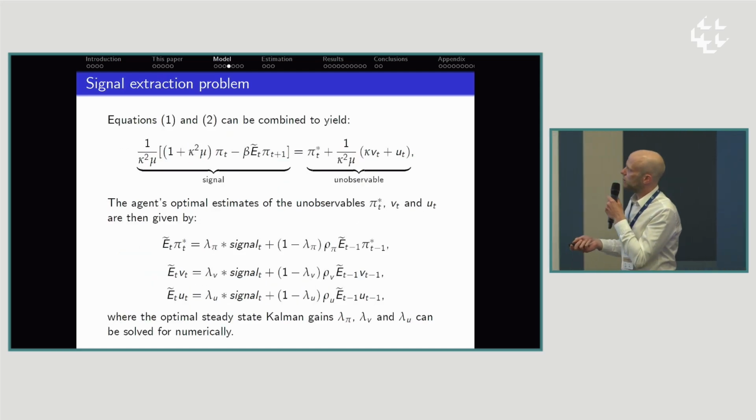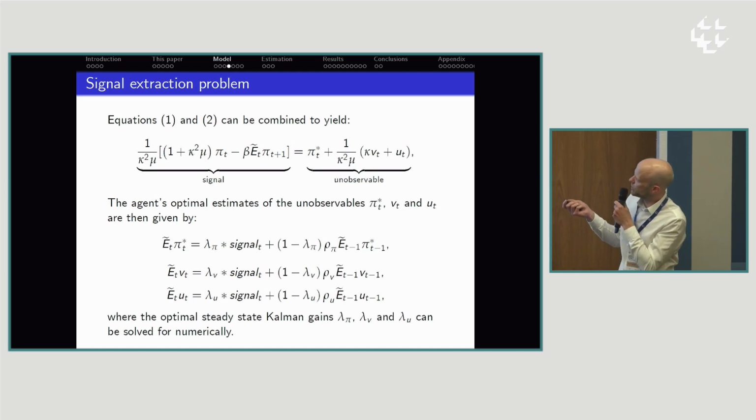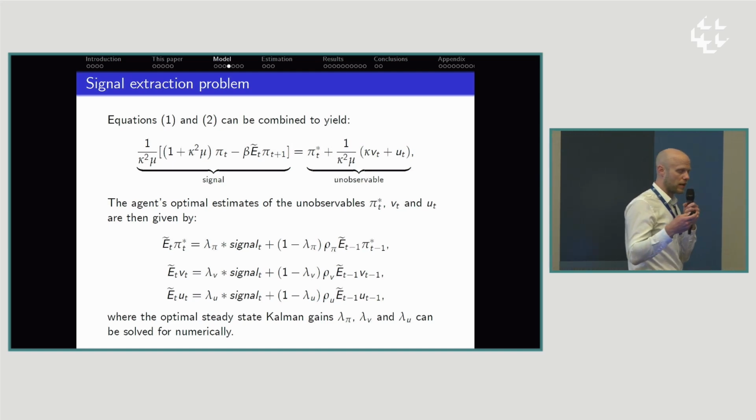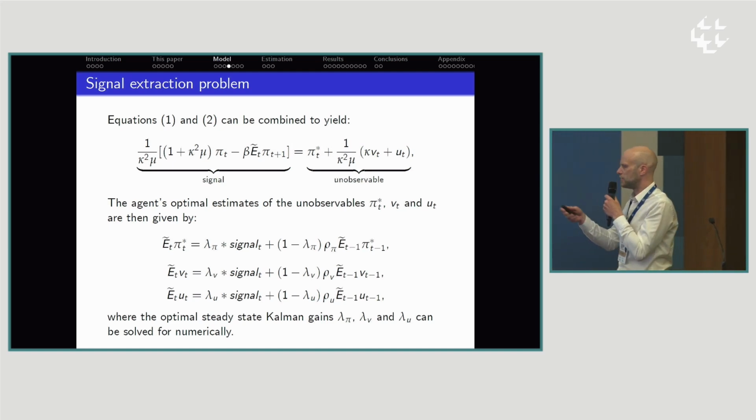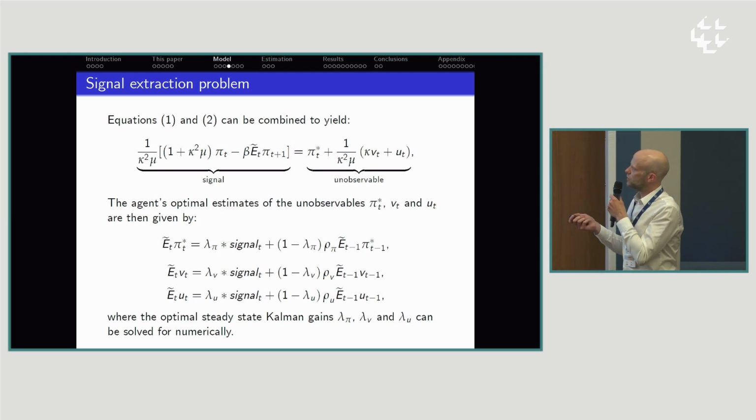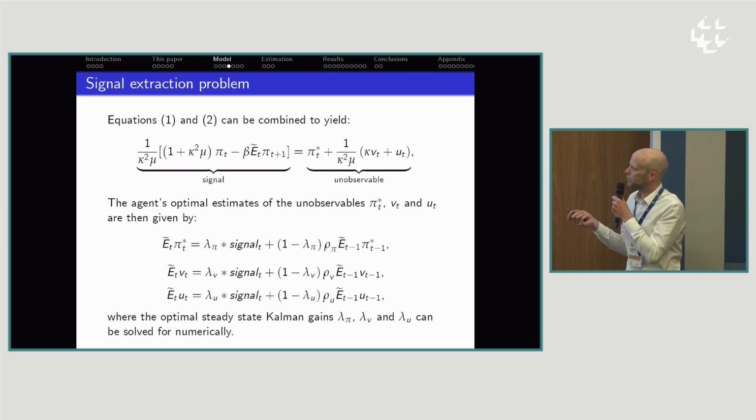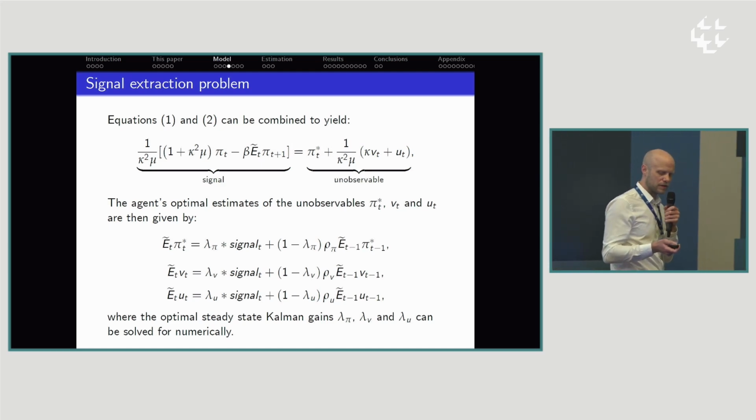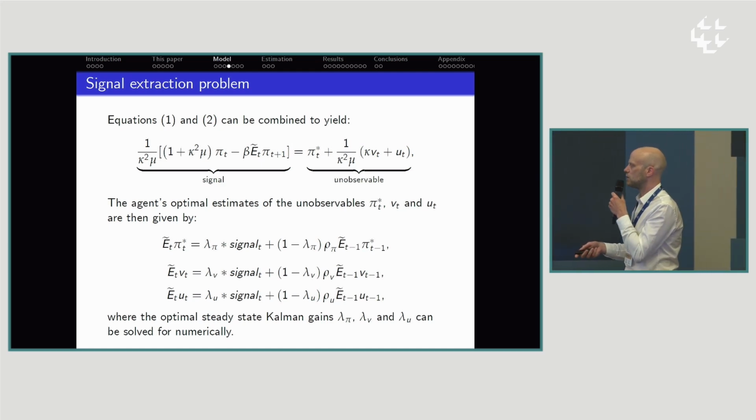Okay, so you can easily show that by combining the Phillips curve and the policy function, you get this equation right here, where on the left-hand side we have the signal, and on the right-hand side we have the unobservables that the agent is interested in estimating. So we can decompose that signal into 3 components using a standard Kalman filter, where these 3 steady state Kalman gains we can solve for numerically.